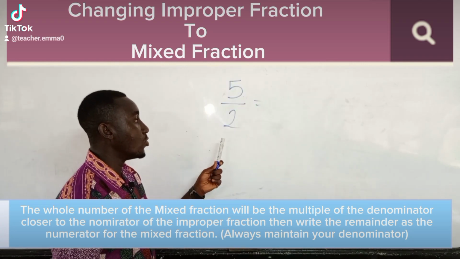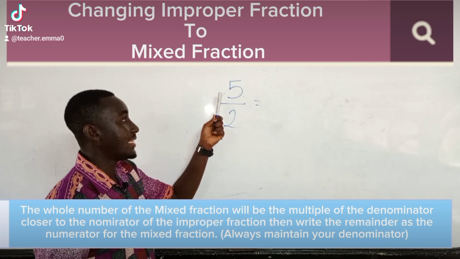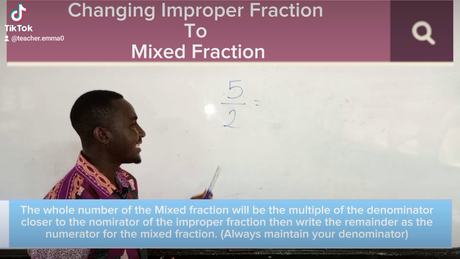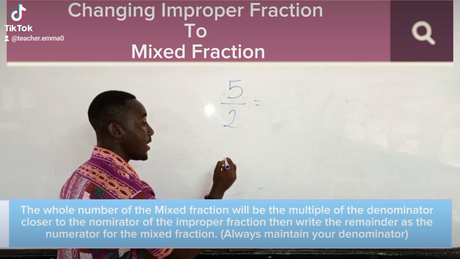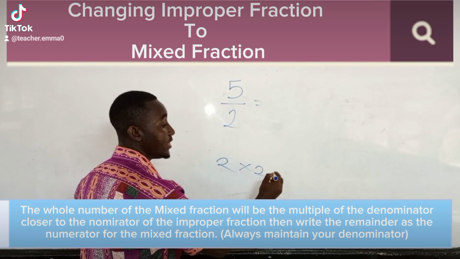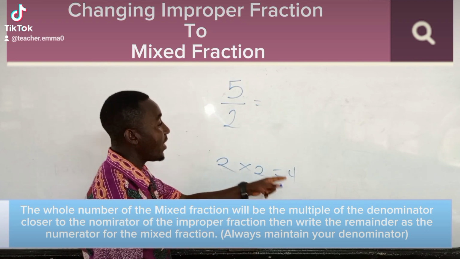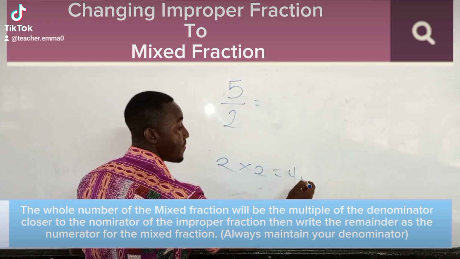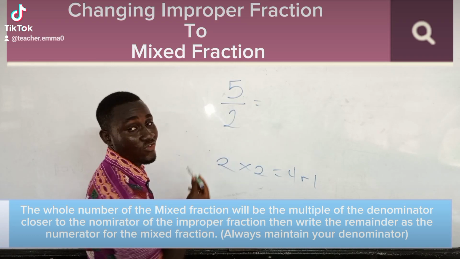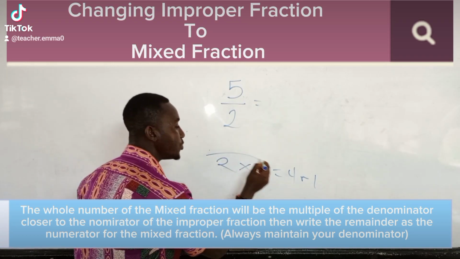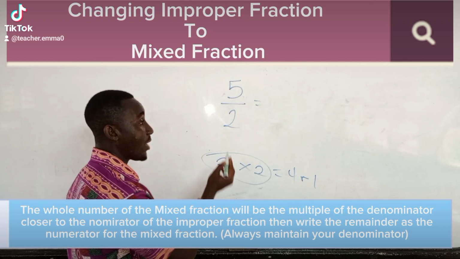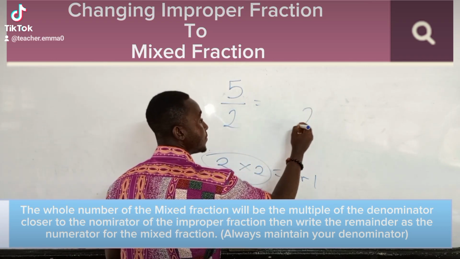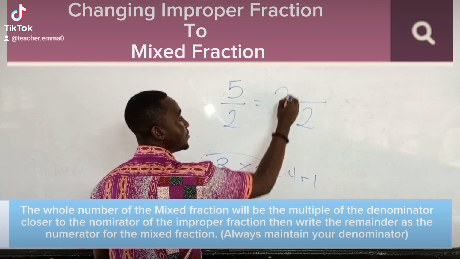So for example, looking at 2 and then looking at 5 here, realize that there is no multiple of 2 that gives you 5. But you realize that 2 multiplied by 2 is going to give you 4. 4 is closer to 5 because 4 remainder 1 is going to give you 5. So you are going to use 2 multiplied by 2. We are going to maintain our denominator, which is 2.